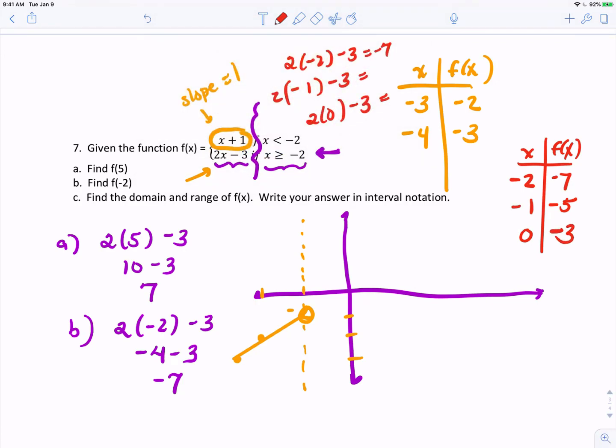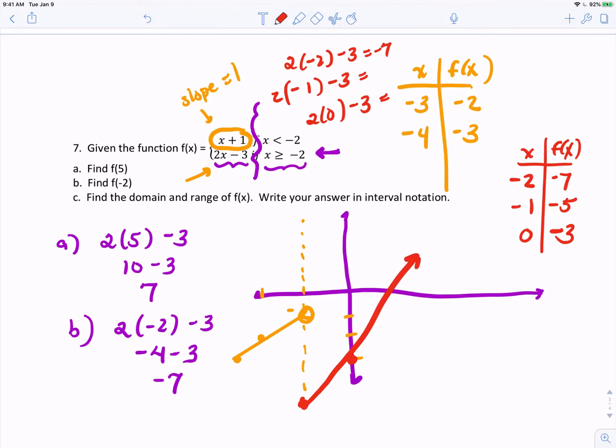All right, so let's see what that looks like. So at negative 2, we would be down at negative 7. We would be here at 0, negative 3. This is a line that has a slope of 2. And so our second one would look something like this.